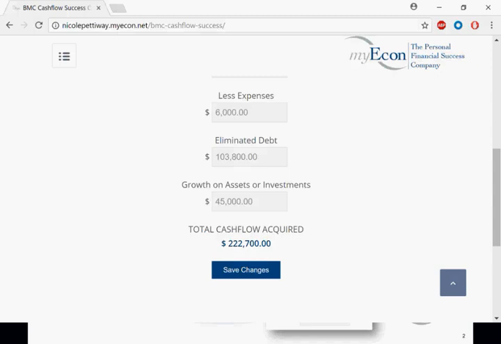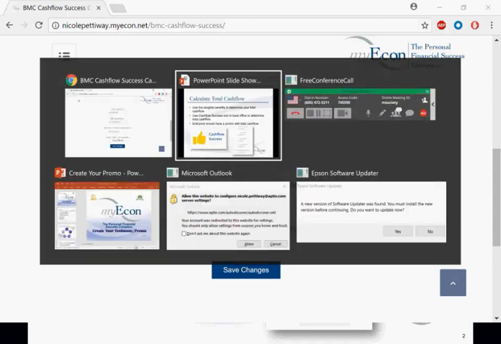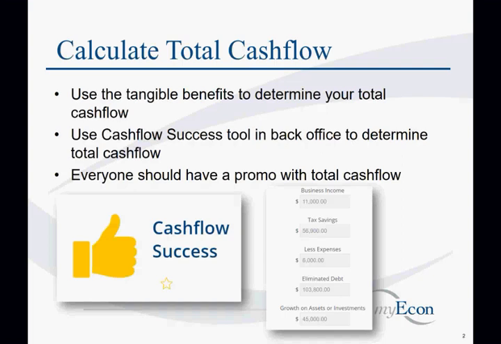And so it calculates at the end your total cash flow acquired. So this is how you can calculate your total cash flow. Excellent tool. Just think about all the different things that you're doing differently now because of myEcon that are increasing your cash flow. All right, going back to the presentation.